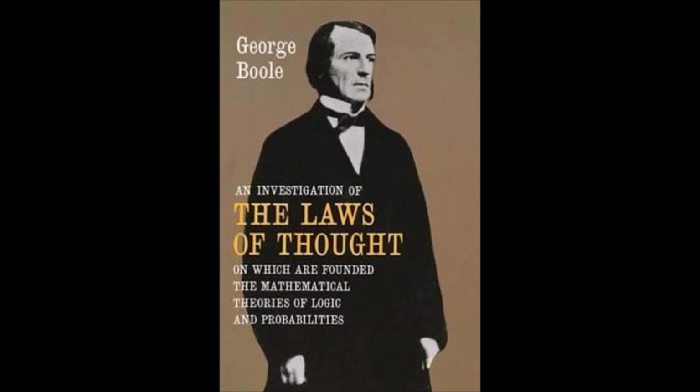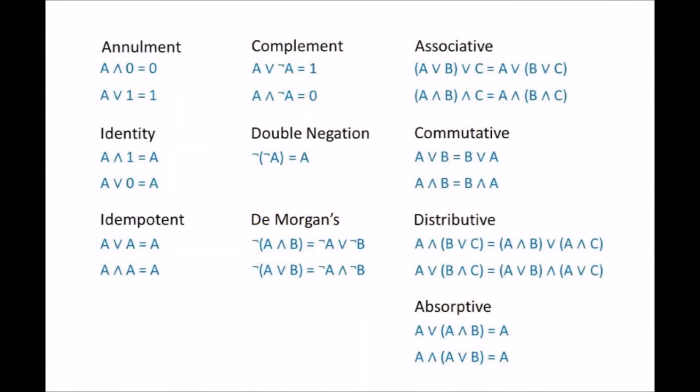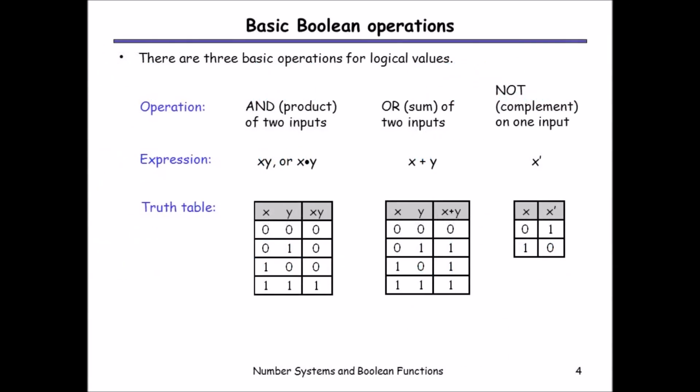Wikipedia writes, Boolean algebra is the branch of algebra in which the values of the variables are the truth values true and false, usually denoted 1 and 0 respectively. 2. The basic operations of Boolean algebra are as follows, where 1 equals true and 0 equals false.